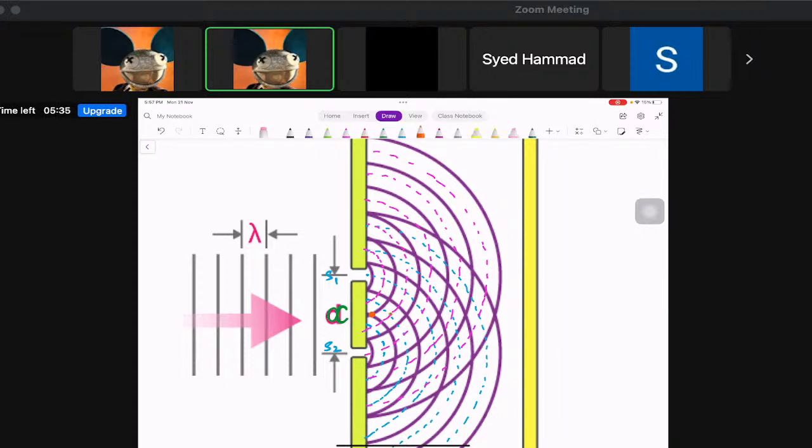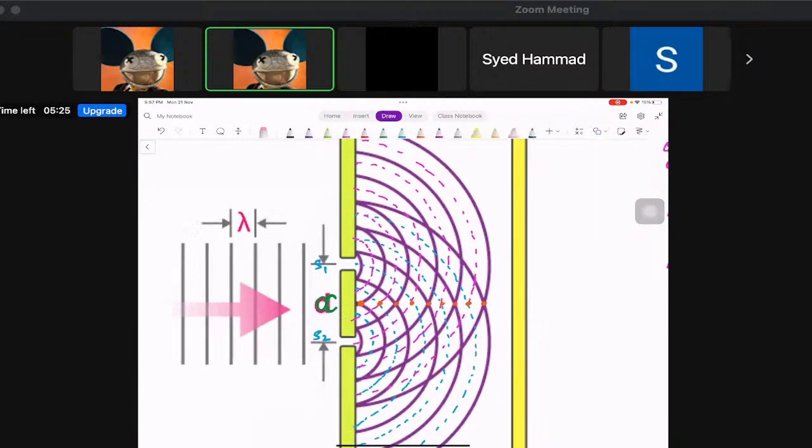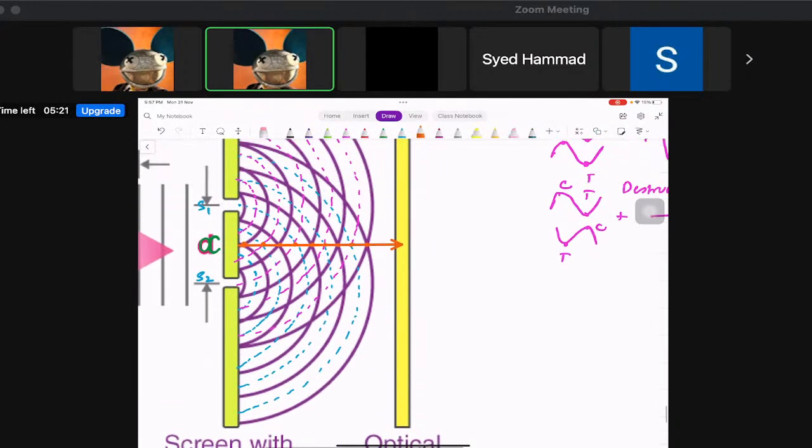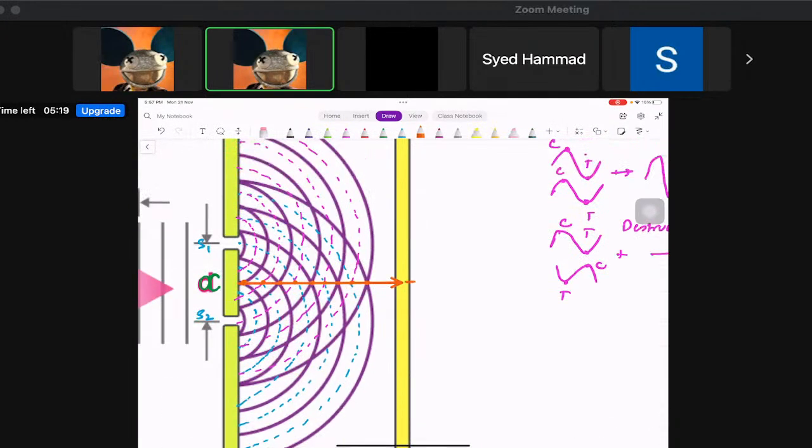Same goes for this point. Troughs are meeting troughs, crest with crest, trough with trough, and so on. Right in the middle, and it will always be the same, we will see a maximum. Alright, is that clear? And that would be the 0th order one. It's very important.